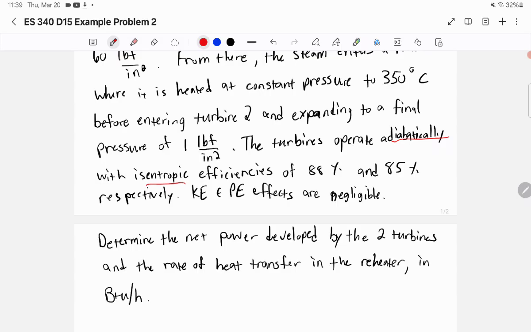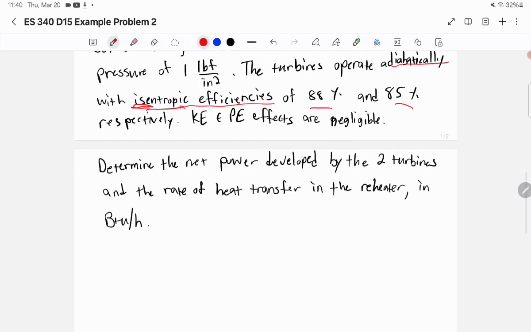With isentropic efficiencies, assuming this is the isentropic efficiency now, not the regular efficiency. And the isentropic efficiency, remember, is relative to if there was no entropy change. If there was no change in entropy, this is what the state would have been versus what the state actually was, right? So the isentropic efficiencies of 88% and 85% respectively, determine the net power developed by the two turbines and the rate of heat transfer.